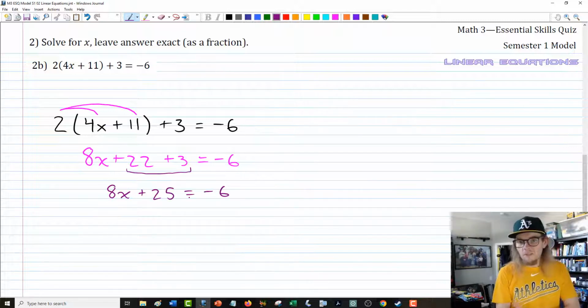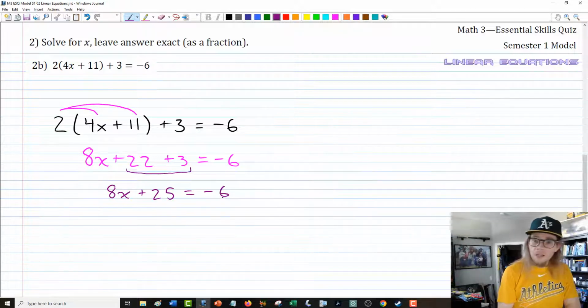Now, we still have to combine like terms and get all the pieces on the correct side. So since we've already got a minus 6 on the right side, I'm going to go ahead and subtract 25 from both sides.